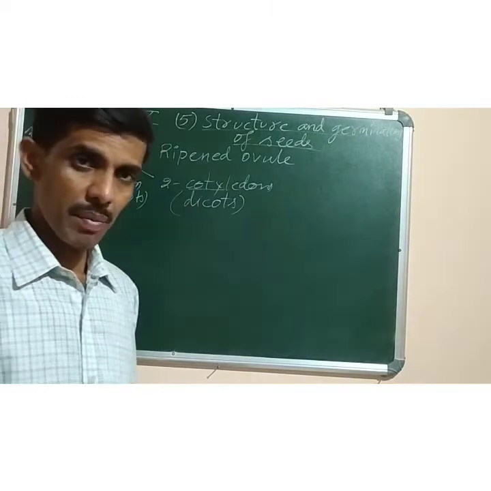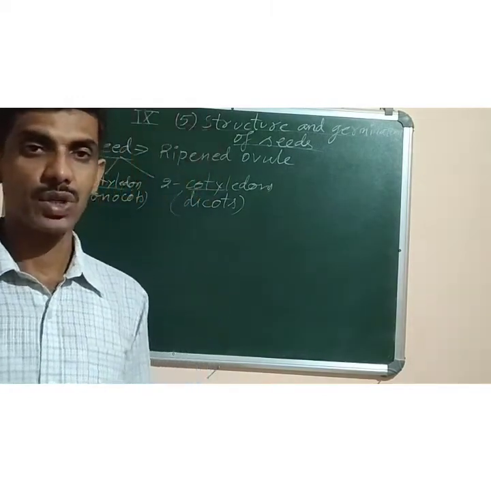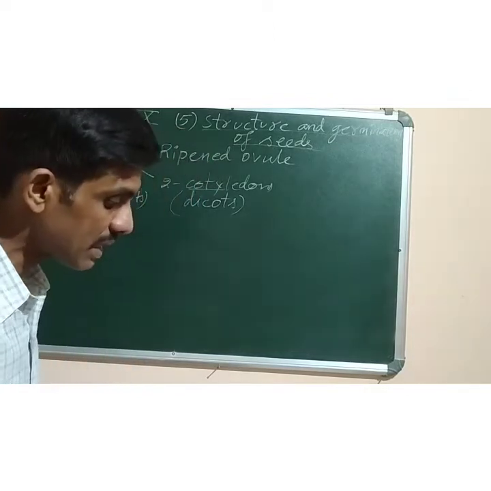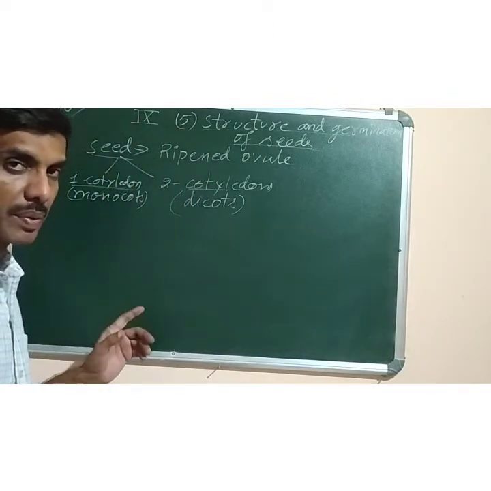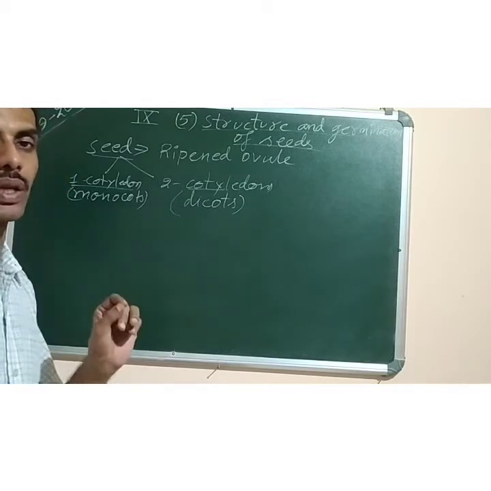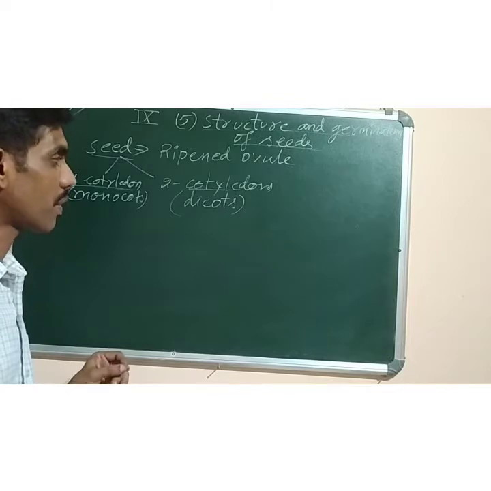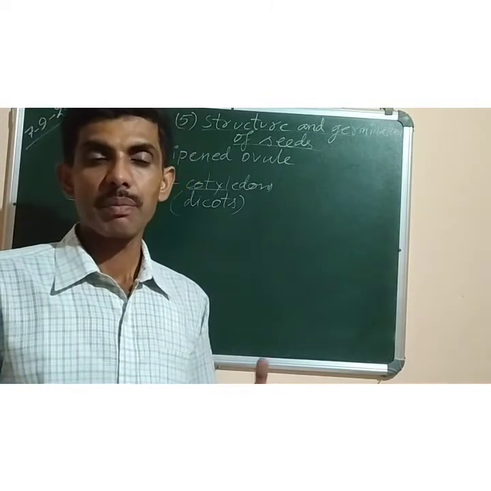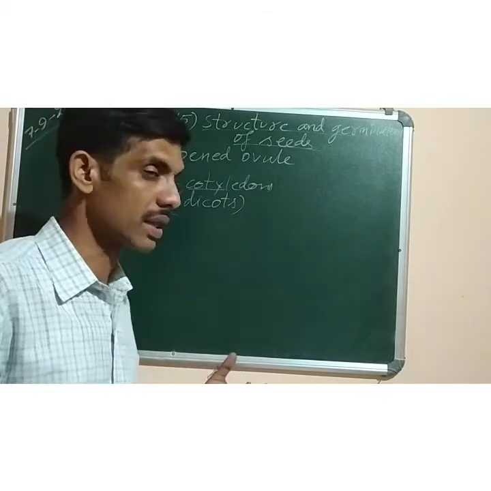Now next is based on the presence or absence of endosperm. What is endosperm? In the previous chapter we had done that when one of the male gametes fuses with the secondary nucleus, it forms endosperm. It also stores food and it is present in large amount in the seeds.